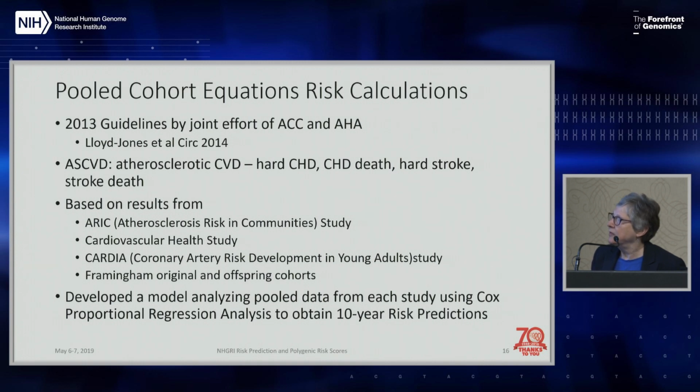And the model that they developed, which is called the pooled cohort equation, came from data in 4 studies: the ARIC study, the Cardiovascular Health Study, CARDIA, and the Framingham study. They pooled the data and, using Cox proportional hazards analysis, came up with 10-year risk predictions, hoping that these would be used in the clinic.